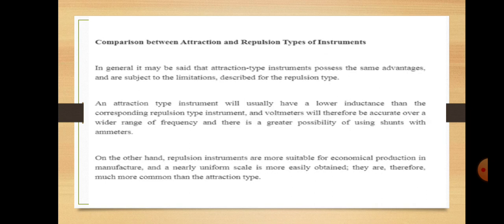So which is more suitable? Repulsion type instrument. The construction and designing of these instruments is economical, so it is affordable for all types of industries, and a nearly uniform scale is more easily obtained. They are therefore much more common than the attraction type. So from these two, the mostly used is the repulsion type instrument.